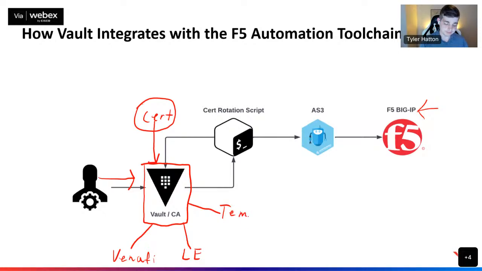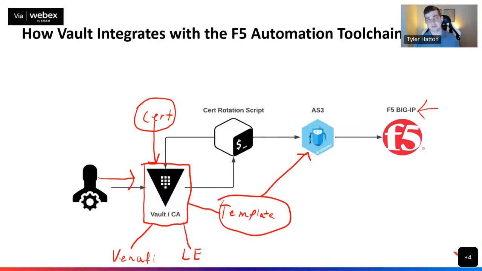And what this is about is basically templatizing the configuration that's going to be applied to AS3. So what's the payload that you either want to send to AS3 or configuration file that you want to upload to Nginx? What does that look like? What does that template look like? That's the second thing that you're going to configure inside of Vault.